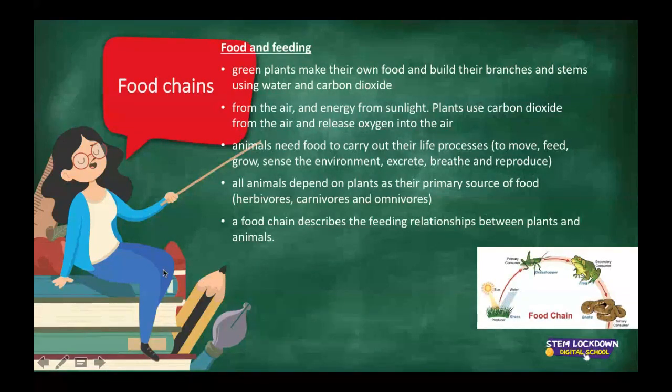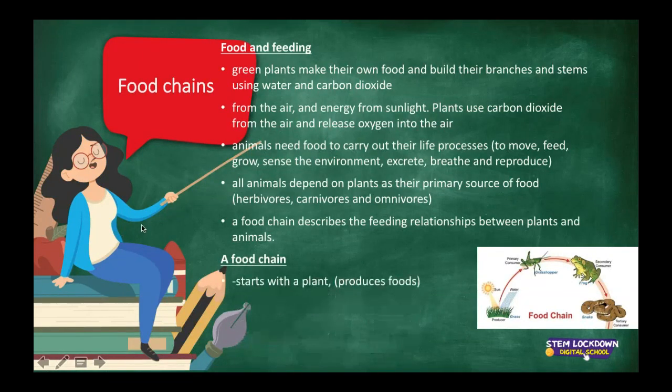Let's continue again with our food chain. A food chain describes the feeding relationship between plants and animals, as we have discussed in this picture. A food chain starts with a plant that produces food, as we can see in the picture. The food chain only starts with a plant, then it goes through to other animals or insects.